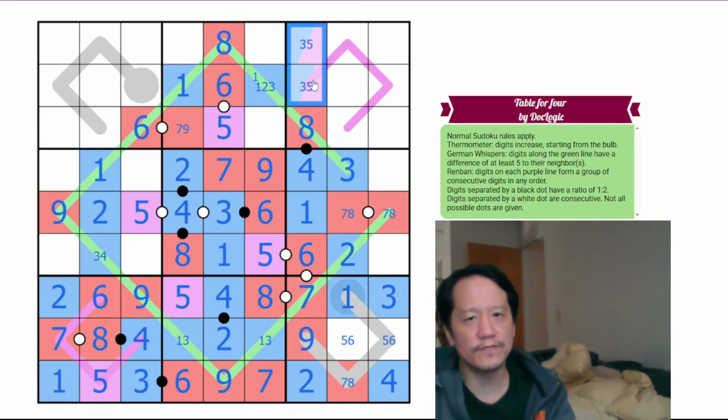Interesting. So this can't be 1 because of 1 in the column. This 1 also eliminates 1 here, so it's 3 and 1.